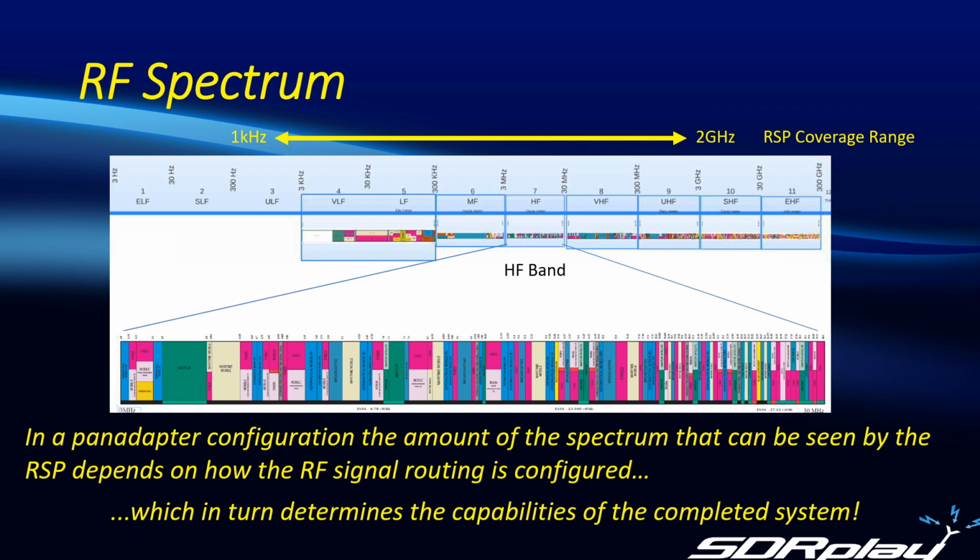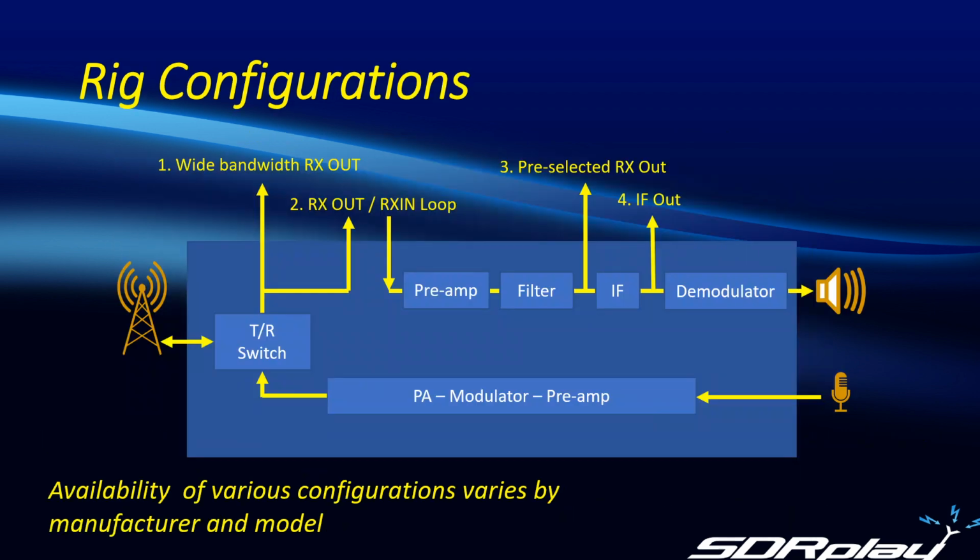Now, this may not make too much sense to you right now if you haven't already set up a Panadapter, but hopefully when we see the examples of it working, it will become clearer. So let's move on to the next slide, and here is an ultra simplified block diagram of your rig. At the bottom half, when you transmit, you talk into a microphone, it gets amplified and goes to an RF modulator, which goes out to your antenna.